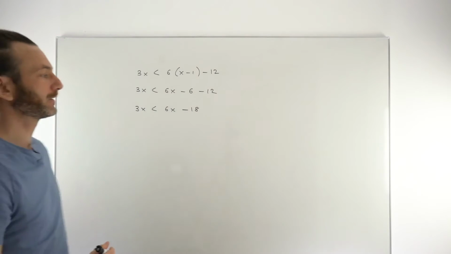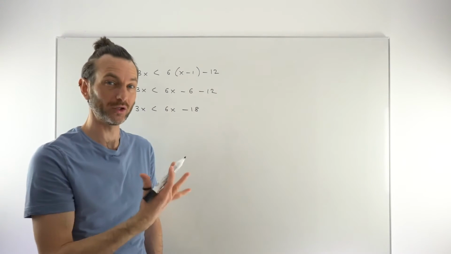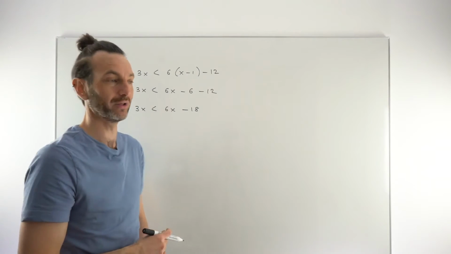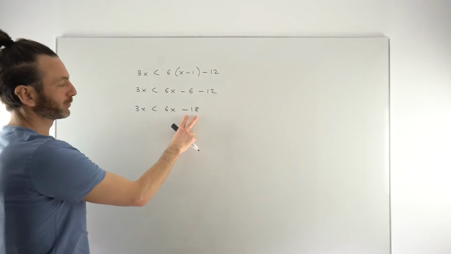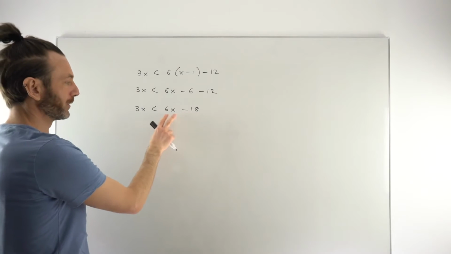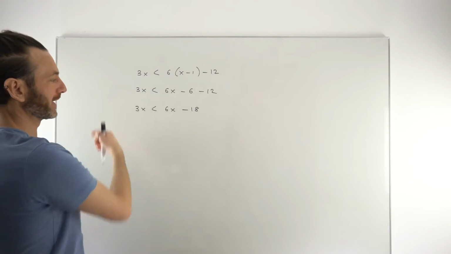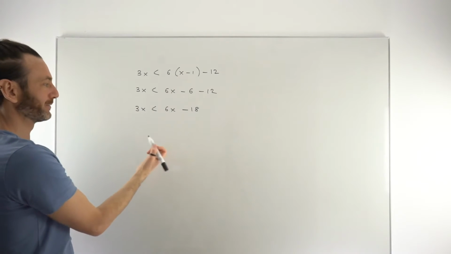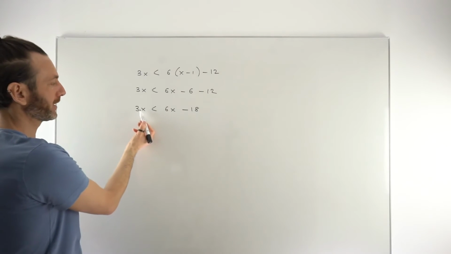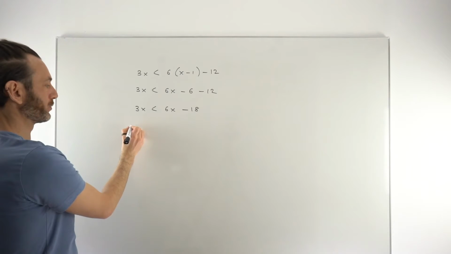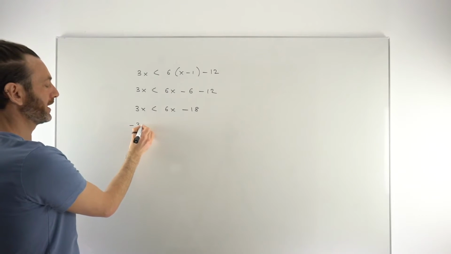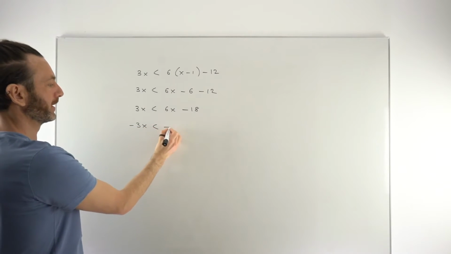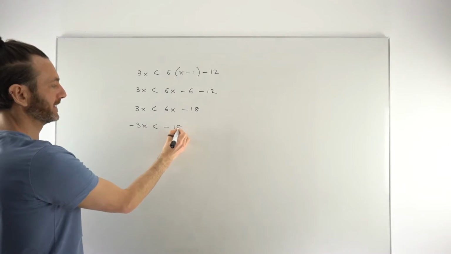And this is where you've kind of got to make a decision as to which side you want to gather your numbers and your letters on. We've already got the numbers over here. There is only one number term now, so it makes sense to put the letters, the x's, on the left-hand side. So moving the 6x over, it becomes a negative 6x, so you're going to have 3x minus 6x, which would give you minus 3x. Okay, like that, and that is less than minus 18.